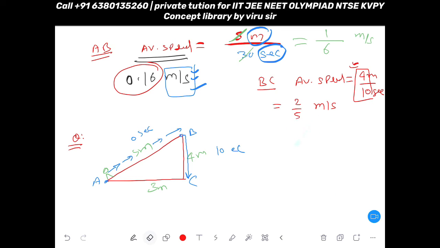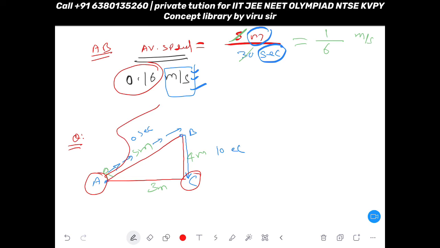Now actually it is very easy. If you are finding out average velocity, then 3 meter is your displacement, because actually you are displacing only from A to C. How you are displacing does not matter. You went here, here, here, here. Where did you go does not matter. Finally where you are, that matters. So we started from A and we are at C now. So we have total displacement only 3 meter.